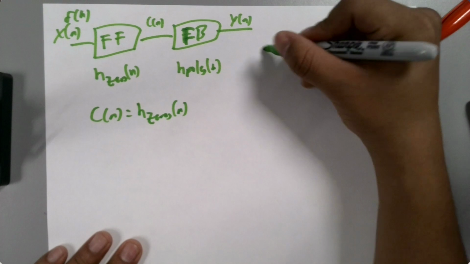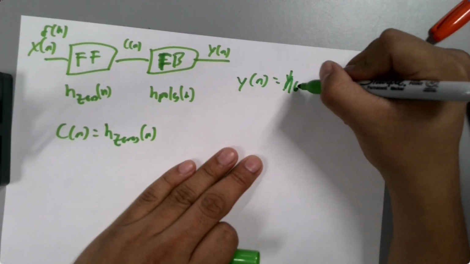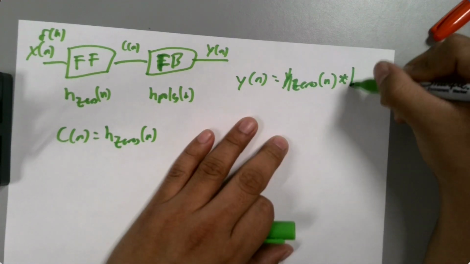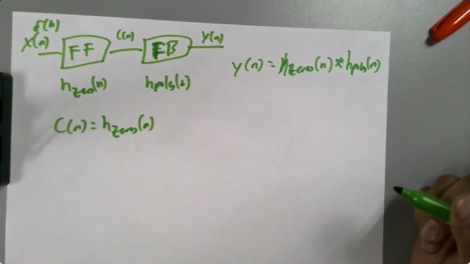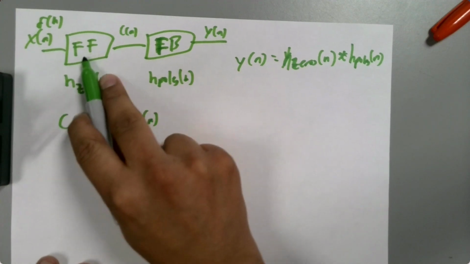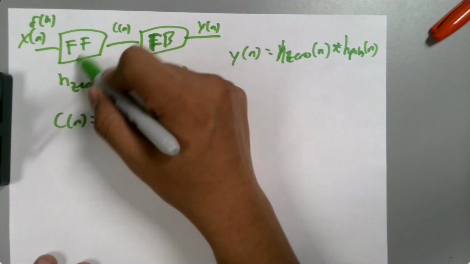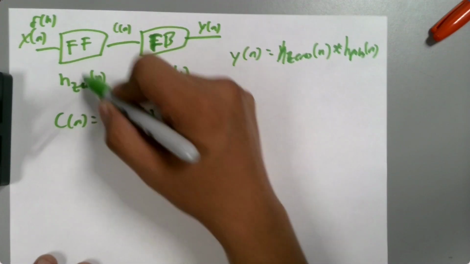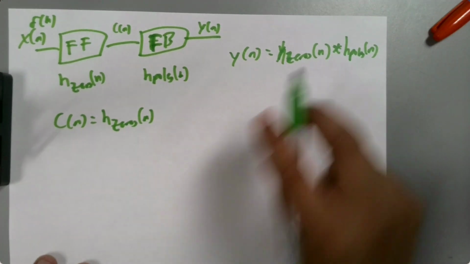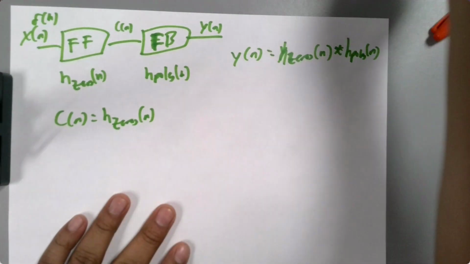What is y of n? Or h zeros convolved with h poles. Cool, right? And all we did is we kicked this box. This is gonna give us some signals. We built this part, but now we're putting it back in here. This is gonna generate a bunch of Dirac deltas or Kronecker deltas, and it's gonna feed into this circuit. How do we do that? Use convolution. Cool, huh?